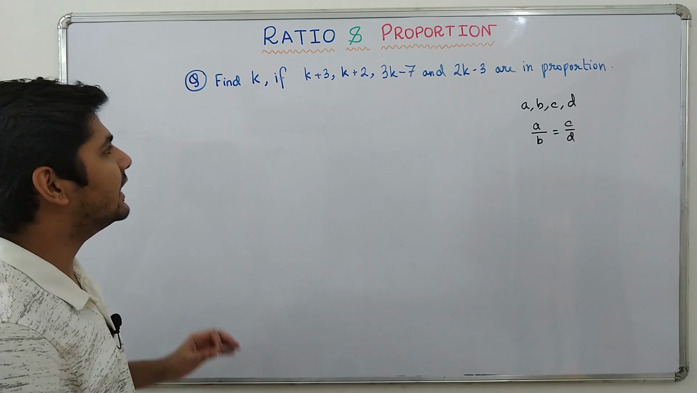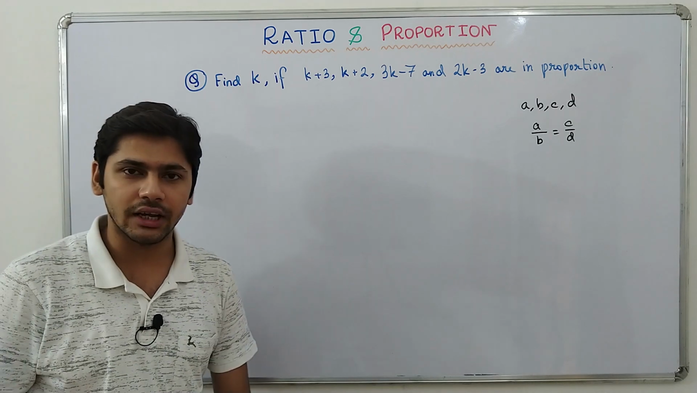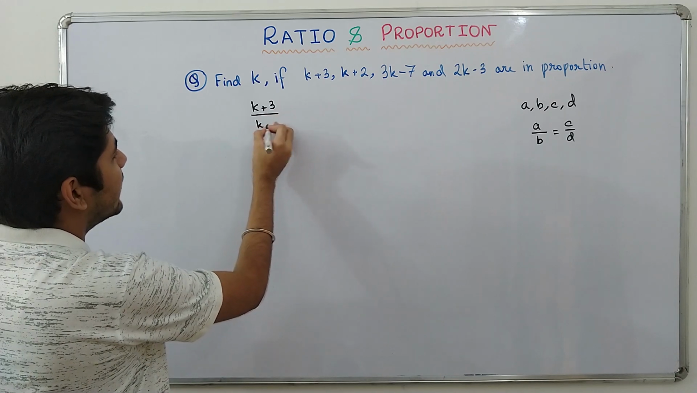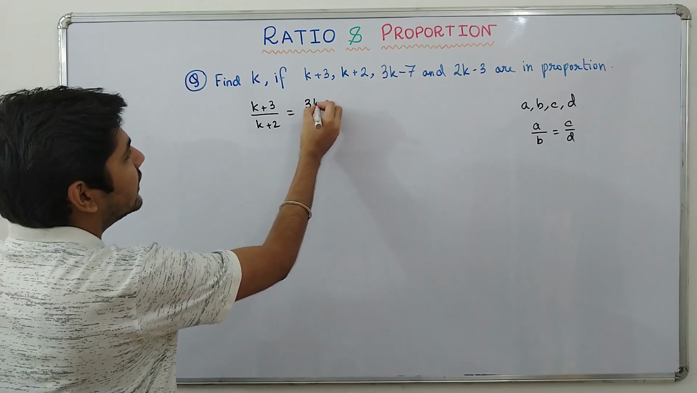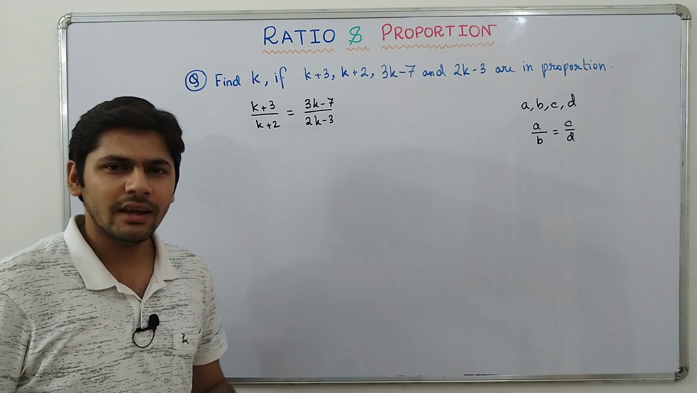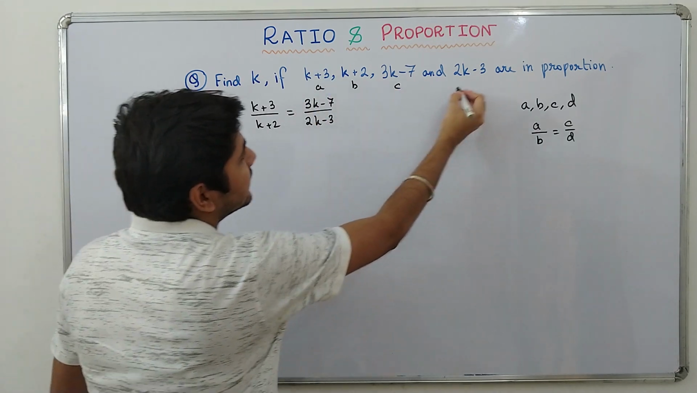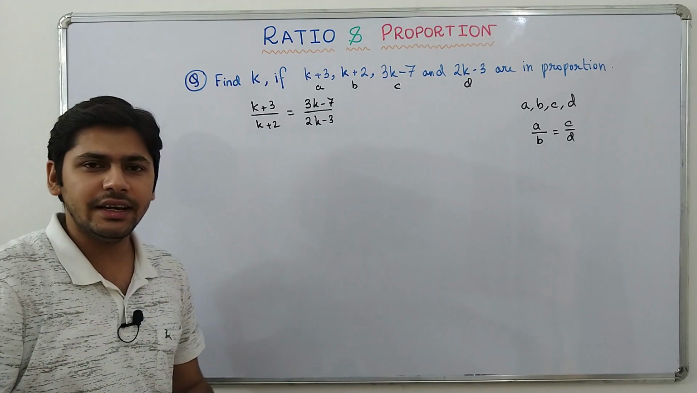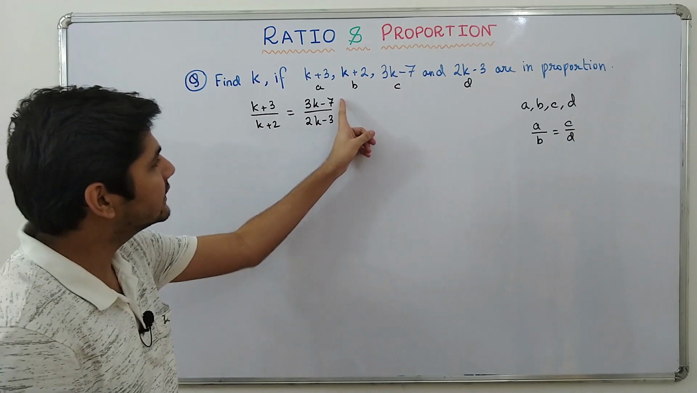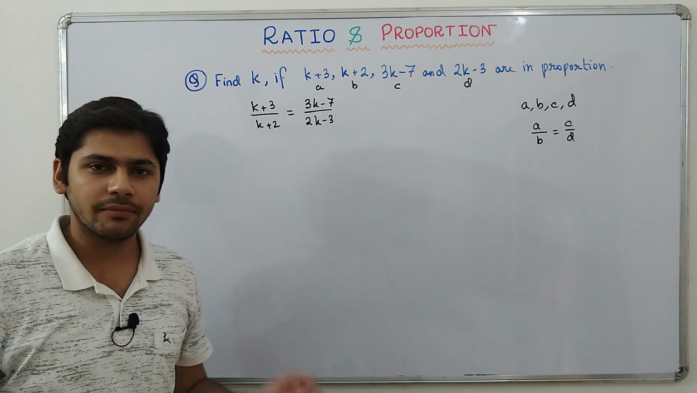In this sum it is given that k plus 3, k plus 2, 3k minus 7 and 2k minus 3 are in proportion. That means (k plus 3) by (k plus 2) will be equal to (3k minus 7) by (2k minus 3). Simple. Let me explain it to you. Say k plus 3 is A, this is B, this is C and this is D. Hence A, B, C, D are in proportion. So we will have A by B is equal to C by D. Simple. We will just cross multiply this and get the value of k. So let's find out.